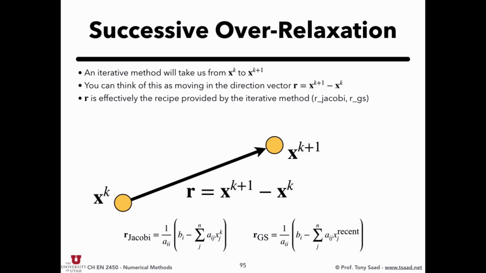Okay. So now I'm going to recast this equation by writing xk plus 1 equal to xk plus R. So what I'm saying here is, if I start with a guess xk, to go to xk plus 1, I just need to use a recipe and go along the direction vector R. So that gives you xk plus 1 equal xk plus R. Okay. Here's the great part here.